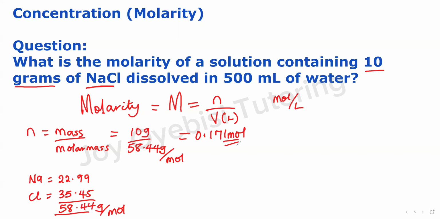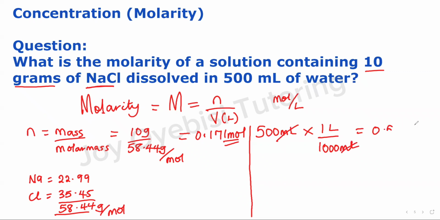So we have our n. The next thing we do is to find the volume in liters. They gave us the volume in milliliters. Recall that 1,000 milliliters makes 1 liter. So 500 mL times 1 liter on top, 1,000 mL makes 1 liter. So 1 liter on top, because that's our priority now. You want to find that, and then divide by the 1,000 mL. So the mL cancel, and you have 0.500 liters.